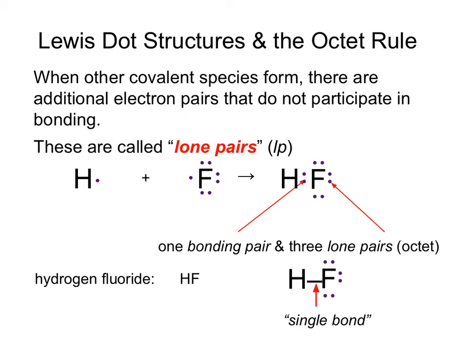And so we have in hydrogen fluoride what we call one bonding pair, forming the bond between the two, which we can represent as a line. We also have 1, 2, 3 lone pairs in the molecule. Lone pairs are electrons that are around an atom but are not participating in bonding. And so we have 3 lone pairs around our fluorine atom.